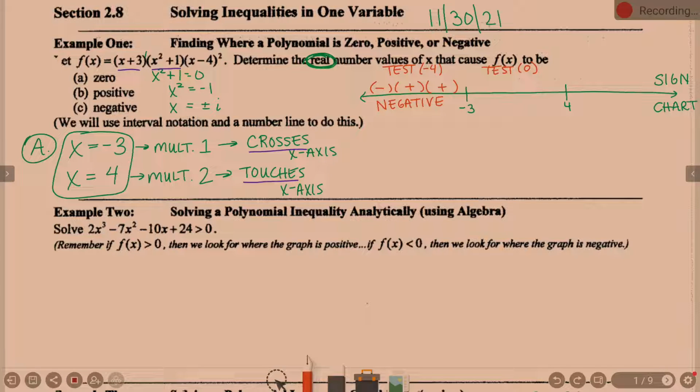0 plus 3 results in a positive. 0 squared plus 1 results in a positive. And 0 minus 4, but then squared, results in a positive. What's a positive times a positive times a positive? A positive. Okay, and check the last piece.